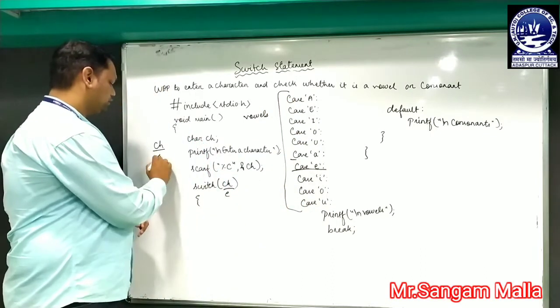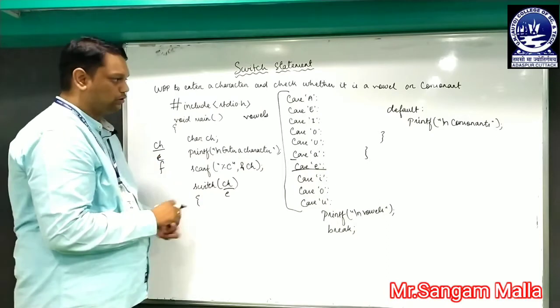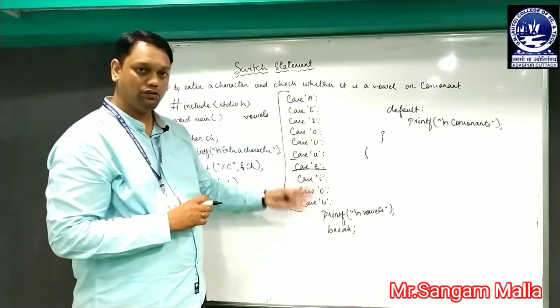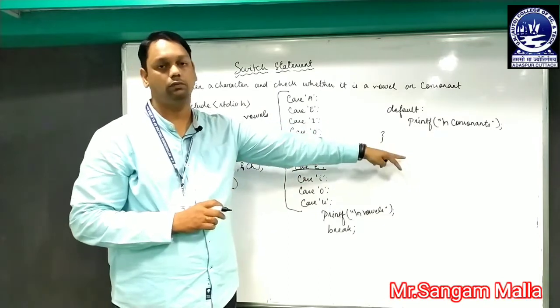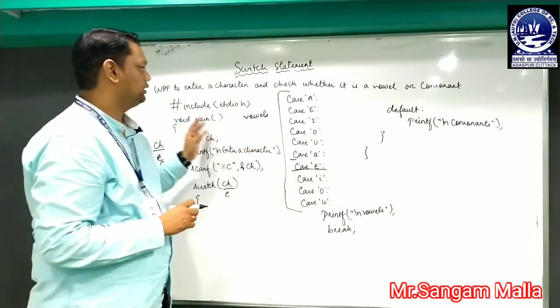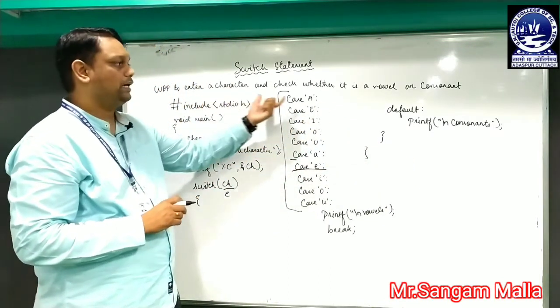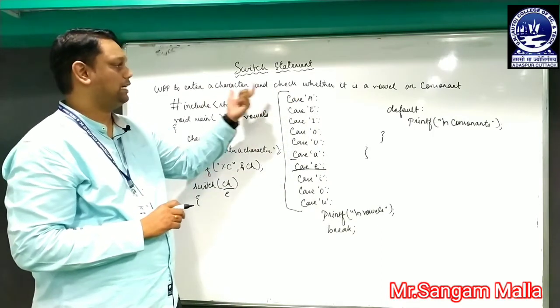So let us say suppose someone has entered F. F is not considered under AEIOU, so it will come to the default and print consonant. So this is the program of entering a character and checking whether the character is a vowel or consonant.